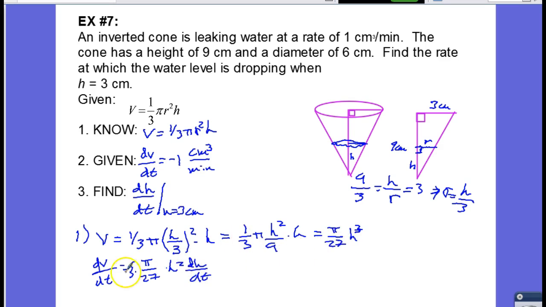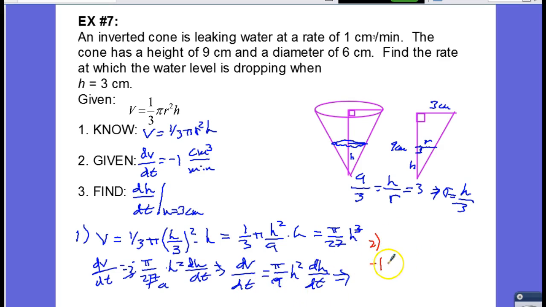All right, let's see if we can clean this up a little bit. 3 goes into 27 9 times, and so this gives me now dV/dt is equal to pi over 9 h squared dh/dt. Now they told me that dV/dt was -1. So let me do my substitution step. So we have -1 in place of dV/dt is equal to pi over 9 h squared.